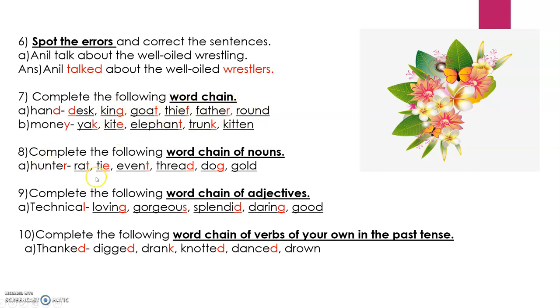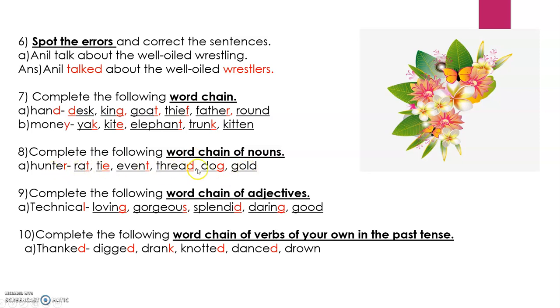Just word chain. Now they've asked you in the 8th question, complete the following word chain of nouns. So it has to be only nouns. It cannot be verb. It cannot be adjective. Okay. Remember that. Now hunter. Hunter, last word is R. So noun is what? Name of a person, place, animal, thing. No? So R. So you can write rat. T, tie. E, event. T, thread. Then D, dog. Then what's the last word there? Letter. G. So gold. Okay.